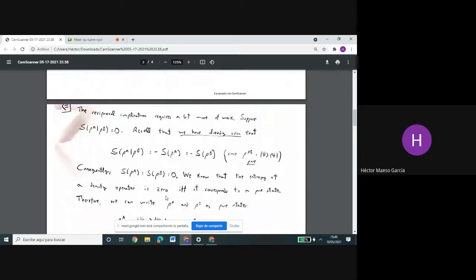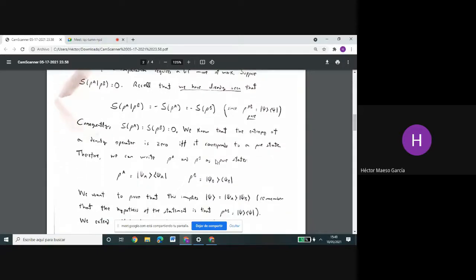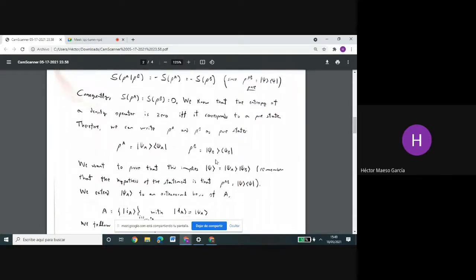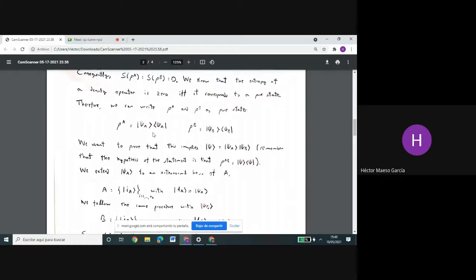For the other implication, we start supposing that this entropy, the conditioned entropy, is 0, and this implies that the entropies of both rho A and rho B are 0. Since the entropies of the subsystems are 0, we know that the subsystems are in a pure state, because the entropy is 0 if and only if we are in a pure state. And so we can write rho A and rho B in this way. And we want to prove that this implies that the state of the composite system is this one. Is it clear? Well, I hope so.